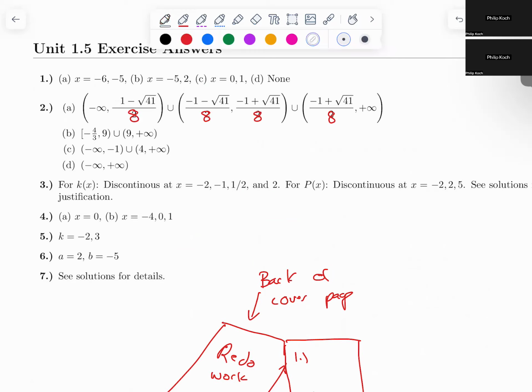So boom, boom, boom. Thank you for catching it. Now it looks perfect. All right. Thank you for catching that.